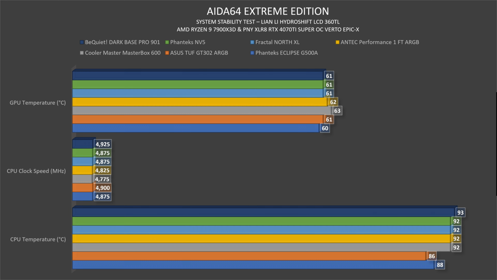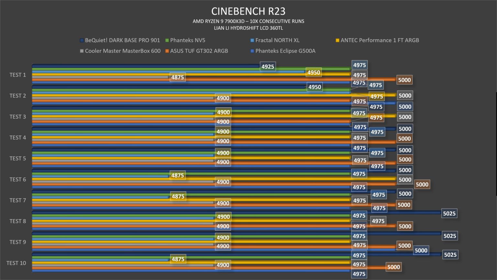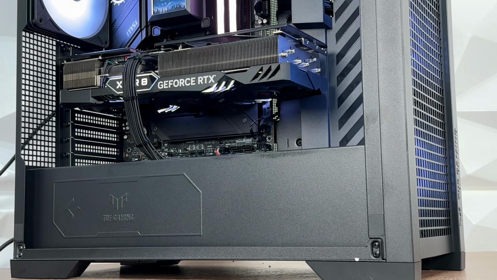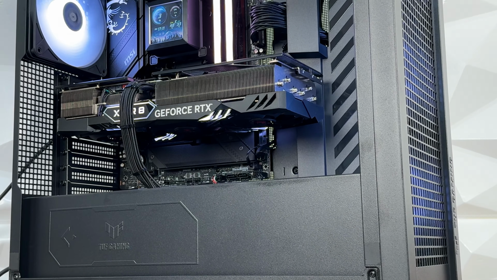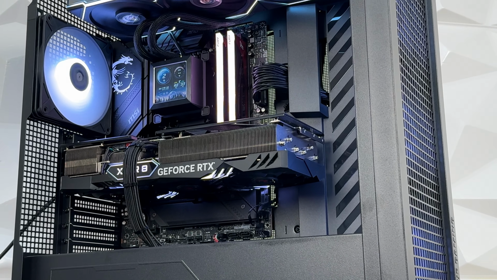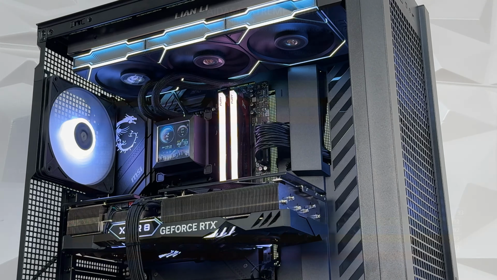But the cool thing about the Eclipse is that it goes 83 degrees in Cinebench, and we have 4975 to 5000 clock speed. The score starts at 26,476 and eventually goes even up to 26,611. Some sort of an average, I would say 26,550, less basically, 470 in that regard. So when we go with Asus TUF GT302 ARGB, this one is actually almost the best performing in AIDA. Well, basically it is. AIDA64, 86 degrees on the CPU and 4900 megahertz clock speed.